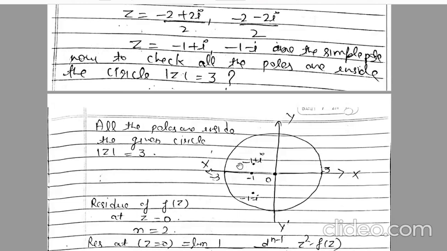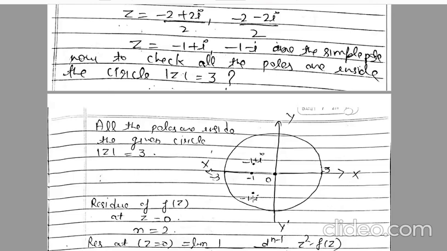Here this point -1 and 1, that means -1 plus iota will lie inside this circle. Now -1 minus iota, so you can compare. So x is equal to -1, y is equal to -1, so both are -1. That means this point will lie in your third quadrant. And the third quadrant is also inside the circle.